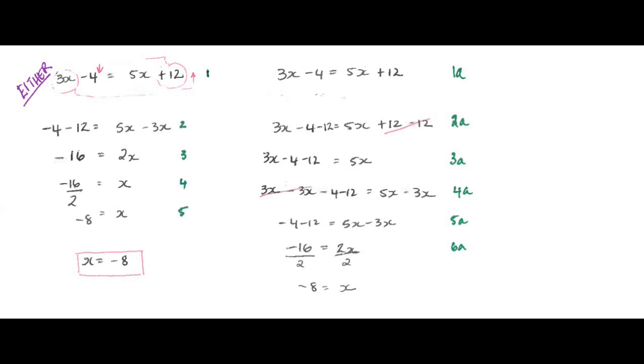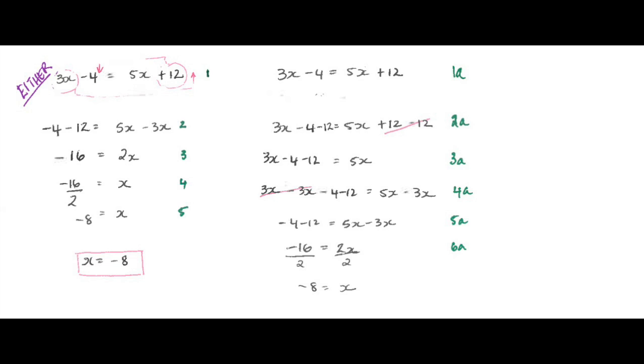Now, I also wrote it down the way that you're used to, just to show you that you're going to get the same answers. So 3x minus 4 is equal to 5x plus 12. I subtract 12 first on both sides, and I end up with 3x minus 4 minus 12 is equal to 5x plus 12 minus 12. The positive 12 and negative 12 cancel out because they're additive inverses of each other. If I add a negative number to a positive version of that same number, I'm going to end up with 0.